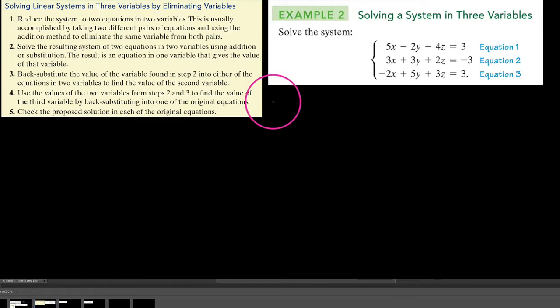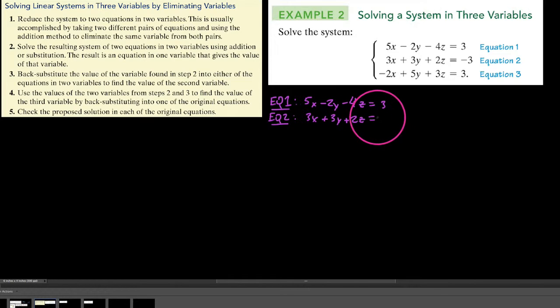The way this is going to work is essentially this. I'm going to use equation 1 with equation 2. And I want to have a practice here of writing these out at first. We say equation 1, equation 2. We'll just go ahead and write 5x minus 2y minus 4z. This is our equation 1, and that's equal to 3. And then we would say that this is 3x plus 3y plus 2z is equal to negative 3.